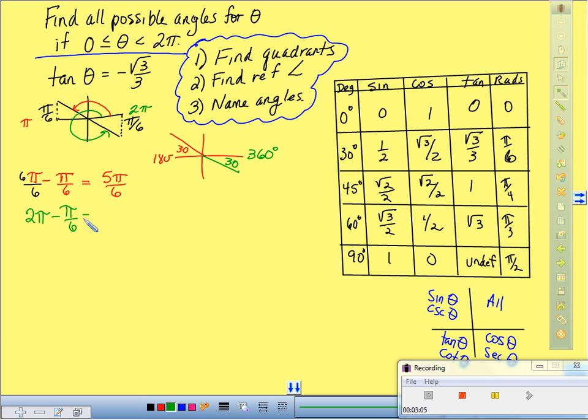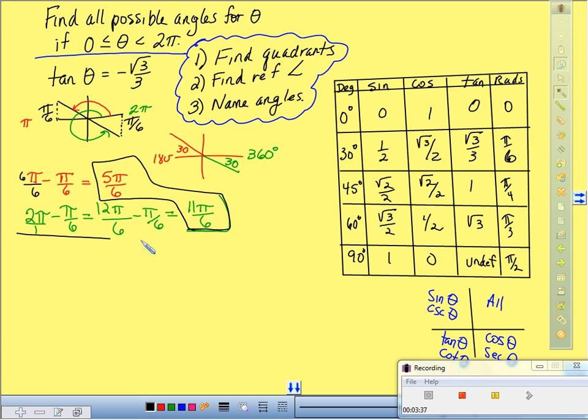And once again, we got to do a common denominator. If that's 2 pi over 1, if I put that over 6, that's going to make 12/6 minus 1/6. So my answer is 11/6. And there are my two answers. Now, if you check out the clock, you'll notice all of your answers have to be angles that appear on the clock, because all possible special angles are listed on that clock.